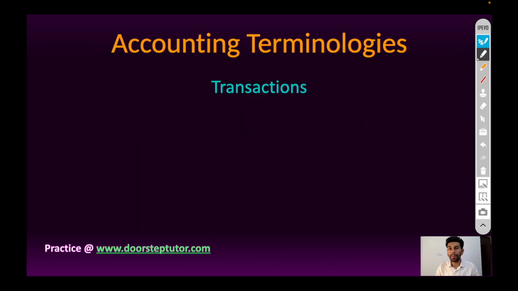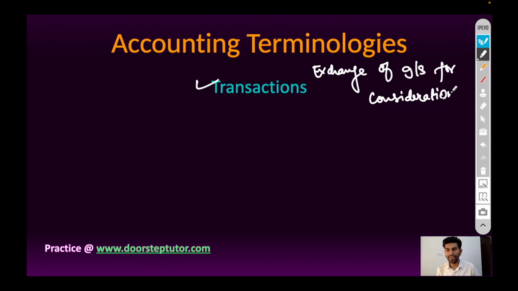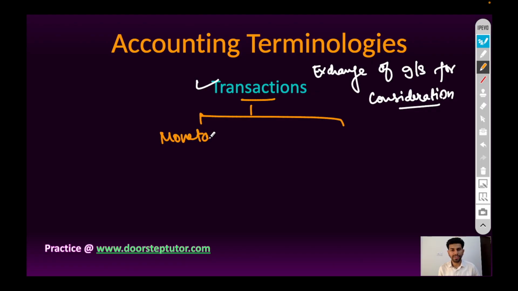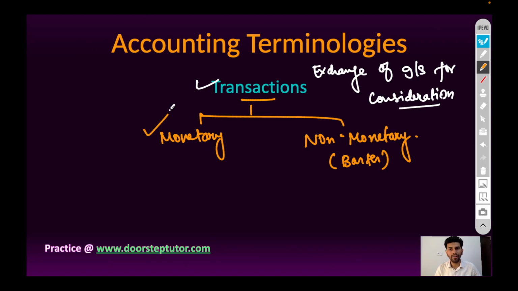Let's discuss some accounting terminologies. Transactions. It means exchange of goods and services for consideration. Consideration means money. Transactions can be classified into monetary transactions and non-monetary transactions. Non-monetary transaction means barter transaction, barter exchange, or one good for another. But in accounting, only monetary transactions are recorded. Non-monetary transactions are not allowed to be recorded.